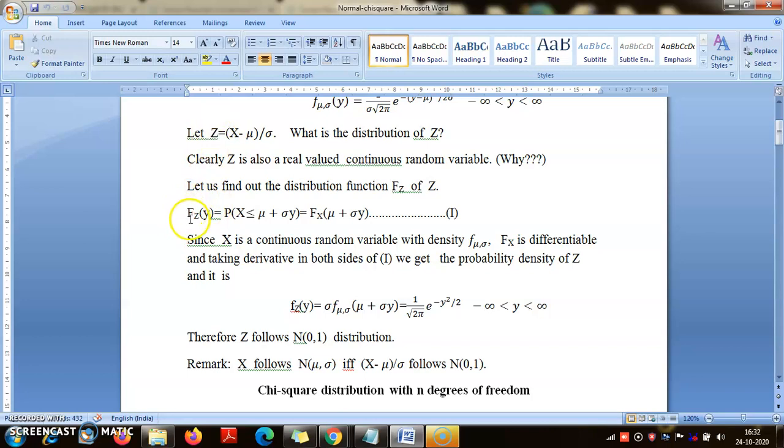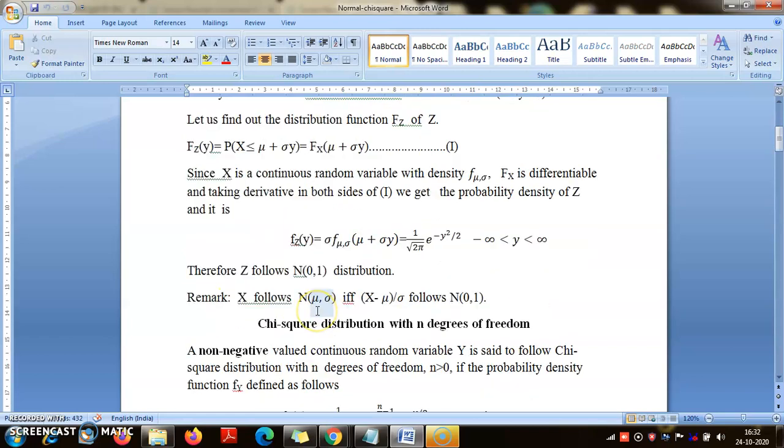So find the distribution function of z, and the distribution function of z can be easily expressed in terms of the distribution function of x. And since the distribution function of x is known, using that we can find out the density of F_z, which turns out to be the standard normal density, that is normal distribution with mu equal to 0 and sigma equal to 1. So I hope you are able to follow this calculation.